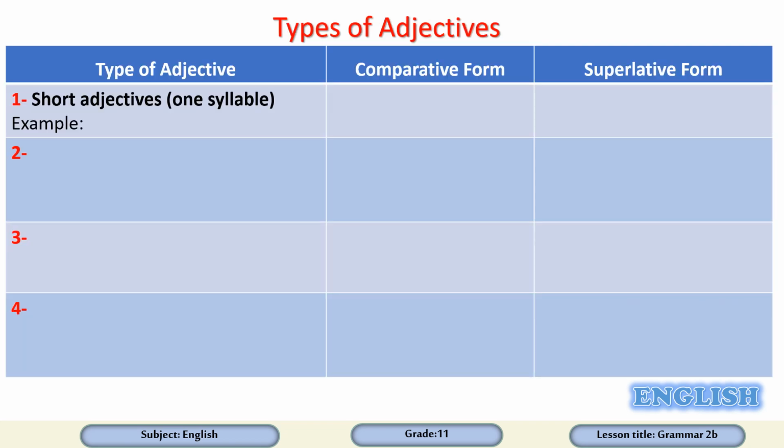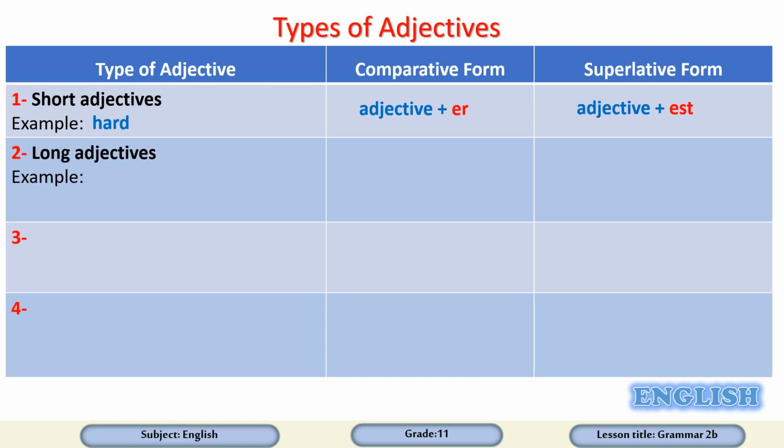We can distinguish four types of adjectives in English. Each type follows special rules to form its comparative or its superlative. The first type is that of short adjectives, and we mean the adjectives that are made up of one syllable. For example, the adjective hard. These adjectives take er to form their comparative and take est to form the superlative.